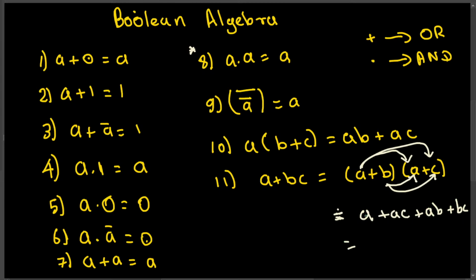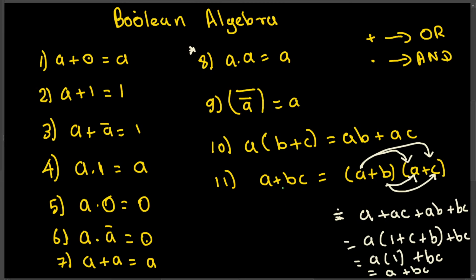So here you can see we have a, we can take a common for three things. If we do that, 1 plus c plus b plus bc, and whenever we have 1 in OR gate, it makes the whole thing 1. It doesn't matter whatever the value you are adding, it's going to make the whole thing 1. So this is going to be a times 1 here. The whole thing becomes 1. And then we have b plus c left alone, and finally we get a plus bc. That's how we derive this one. A plus bc is equal to a plus b, a plus c.